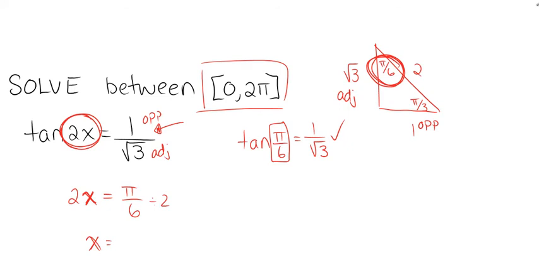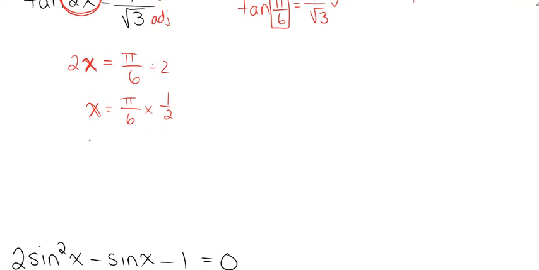Okay, so I have 2, so I'm dividing that by 2. Pi over 6 divided by 2, I know another way to say that is pi over 6 times a half, which means x must equal pi over 12 as my final answer.